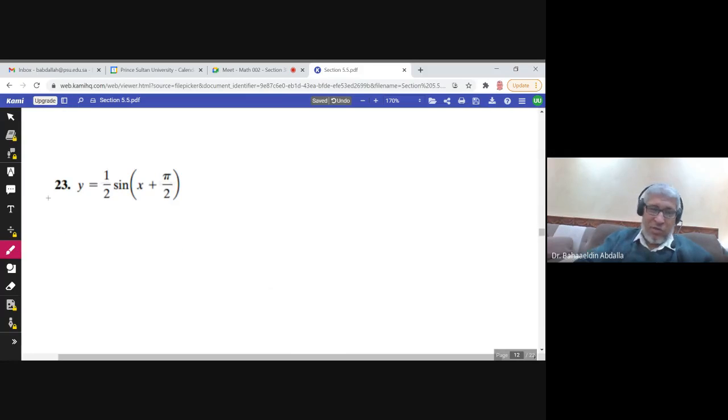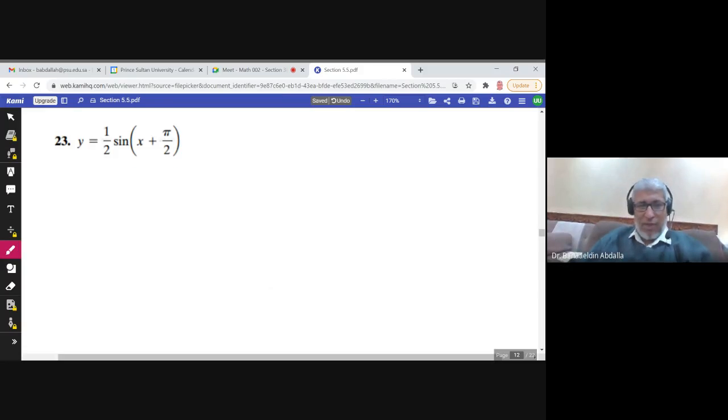Or let us do this one. Let us do this one. What is the amplitude? Absolute value of half, which is half. What is the period? 2 pi over 1. Oh, good. So the period is 2 pi.